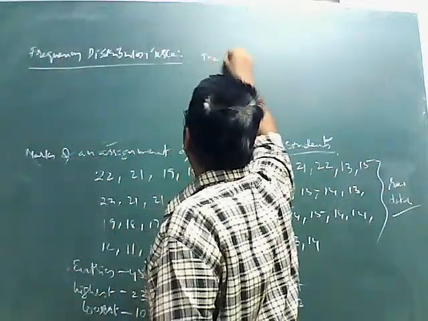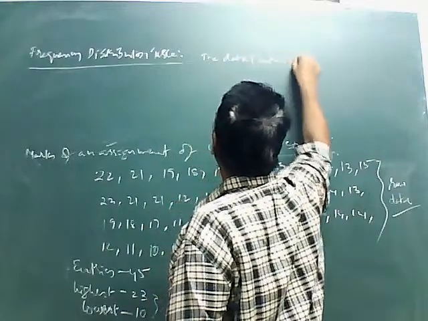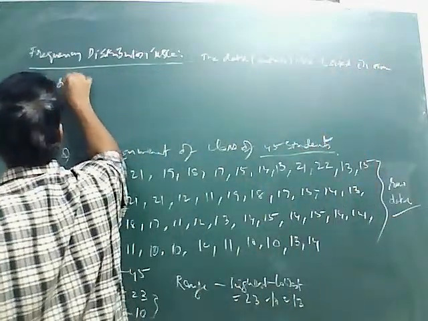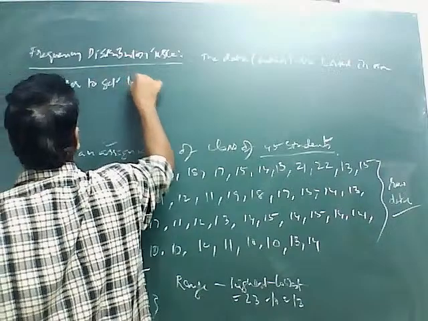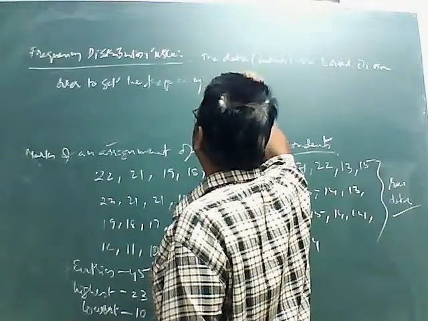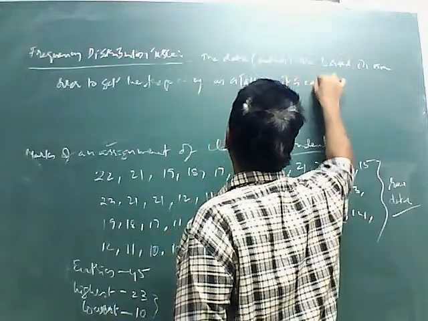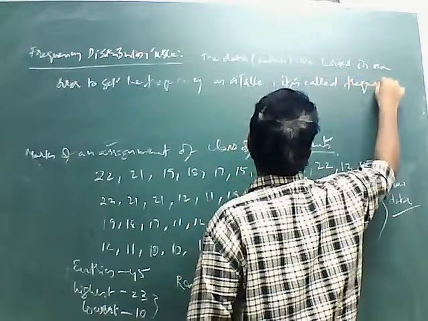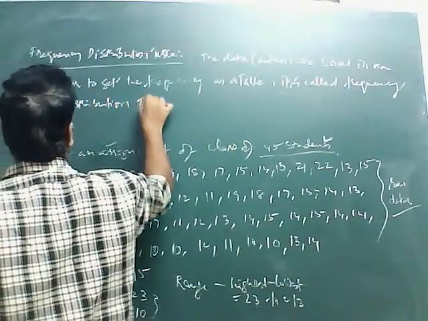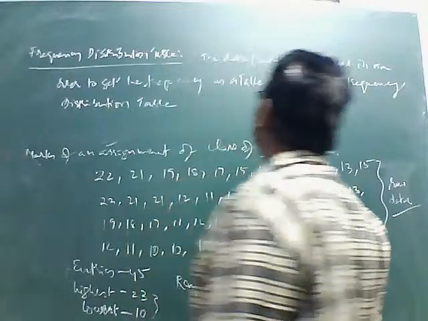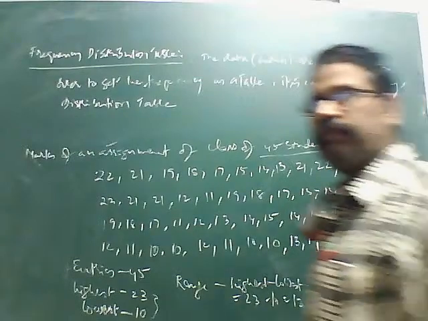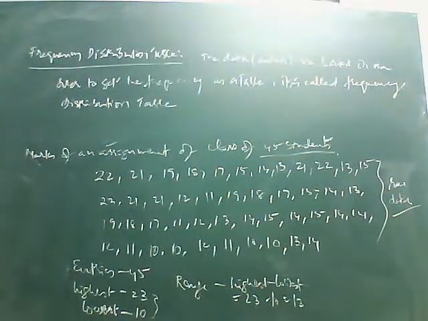The entries are sorted in an order to get the frequency as a table. It is called the frequency distribution table. Right? So, what is the frequency distribution table?